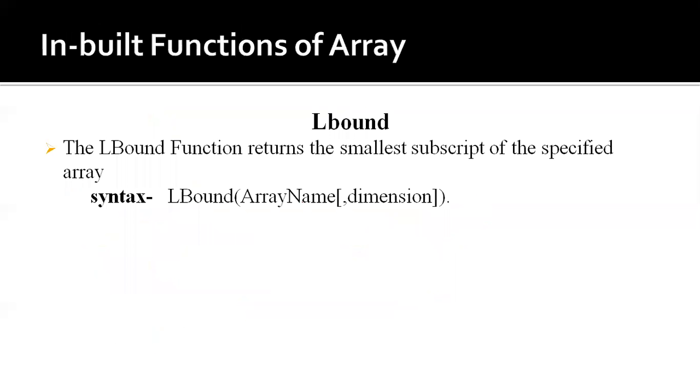Now let's see some of the inbuilt functions of array. LBound is the lower bound, which returns the smallest subscript of the specified array. Its syntax is LBound(array name, dimension). For which dimension we want to retrieve the lower bound, you need to define here.